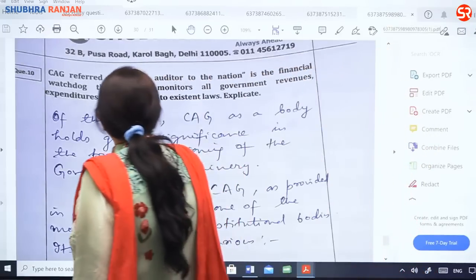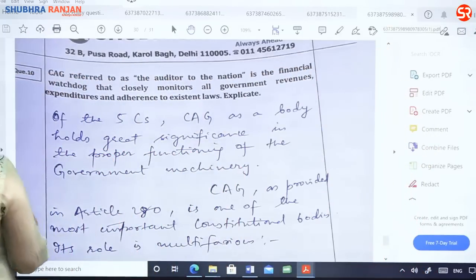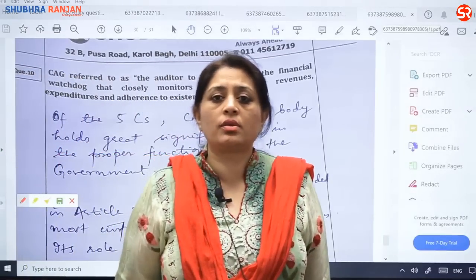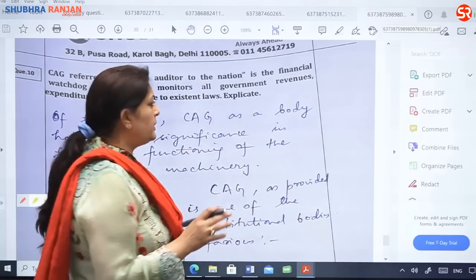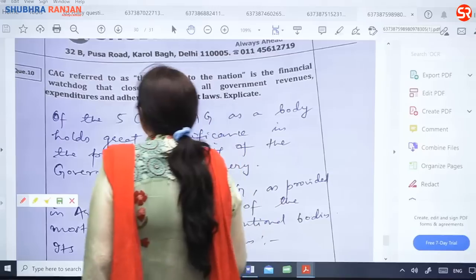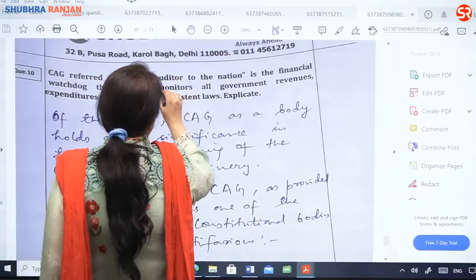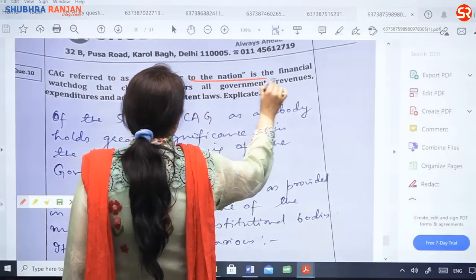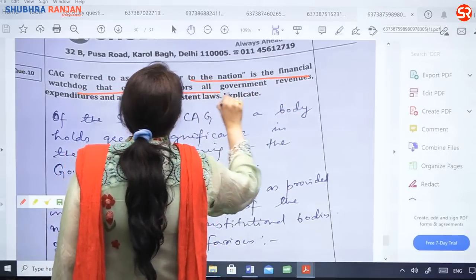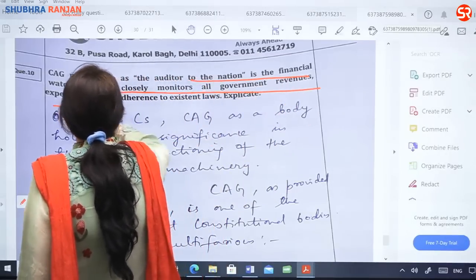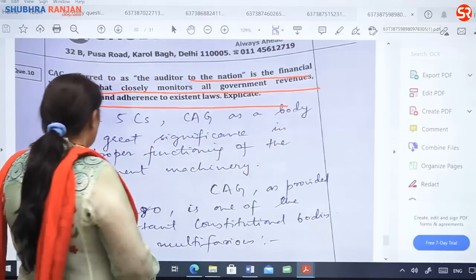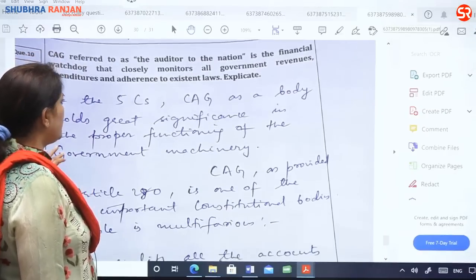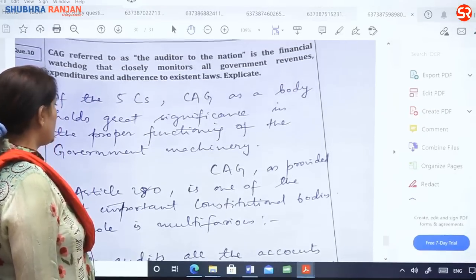CAG is referred to as the auditor of the nation. Why this question? Because last time they asked about the Attorney General, now CAG is also in the news. So one simple direct question from the institutions is asked. CAG is referred to as an auditor of the nation, the financial watchdog that closely monitors all government revenue and expenditure. Fine. So of the 5 C's, CAG as a body holds great significance in the proper functioning of the government.